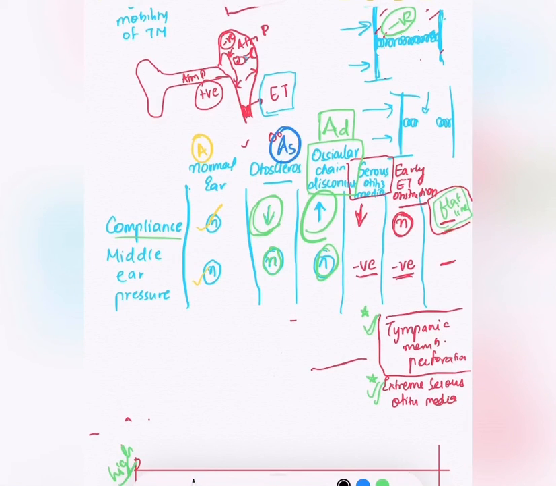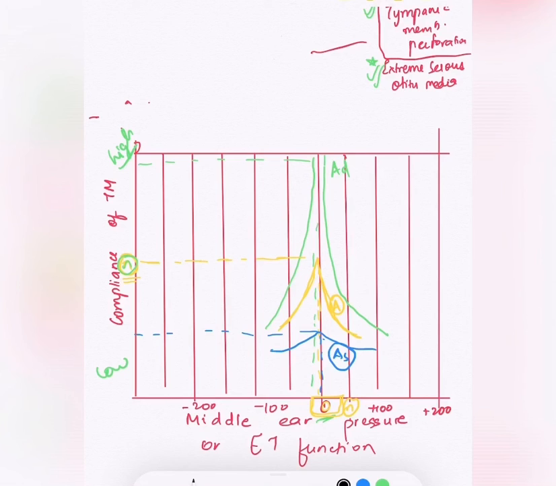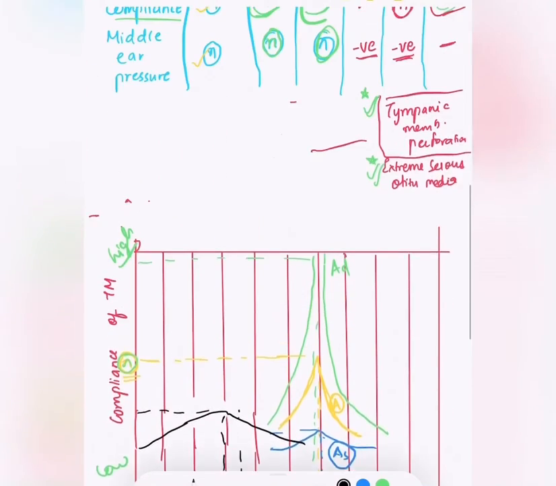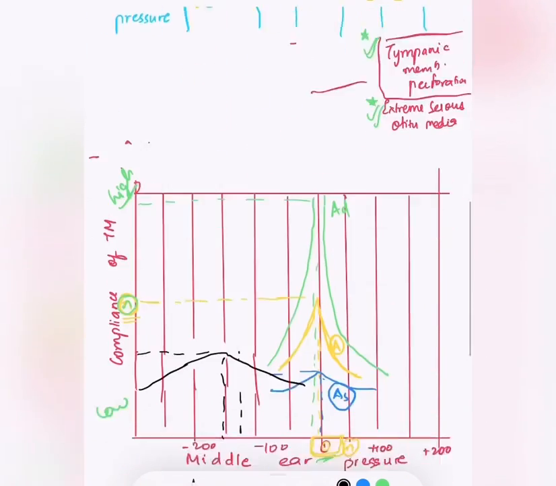Okay, now let's go to the next curve, that is serous otitis media. Fine, so for serous otitis media, the compliance is decreased and the middle ear pressure is negative. So the middle ear pressure is on the negative side and the compliance is decreased. So the curve that we are going to get, let me just remove all these things so that you get the idea what is going on here. Okay, so compliance is decreased and middle ear pressure is negative. So this is the curve that you are getting. Fine, so this is the curve that you get in serous otitis media. Okay, let's just name it B.